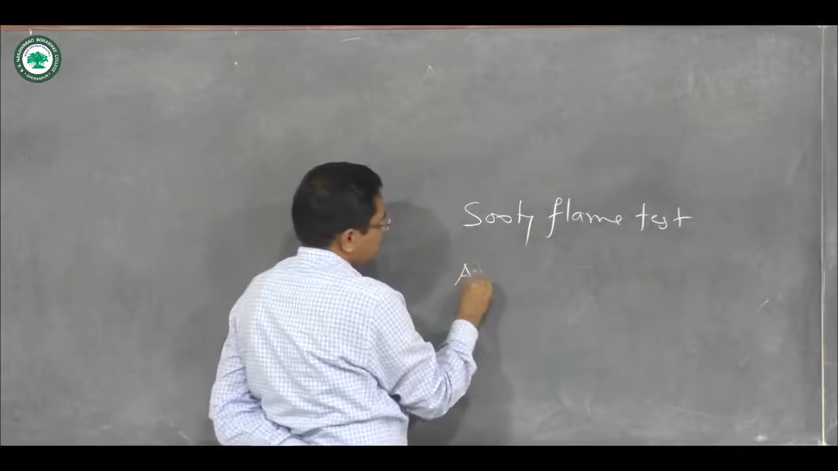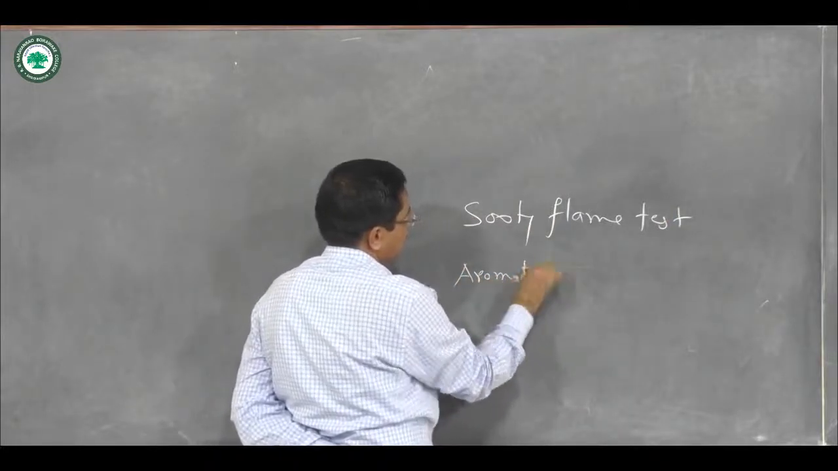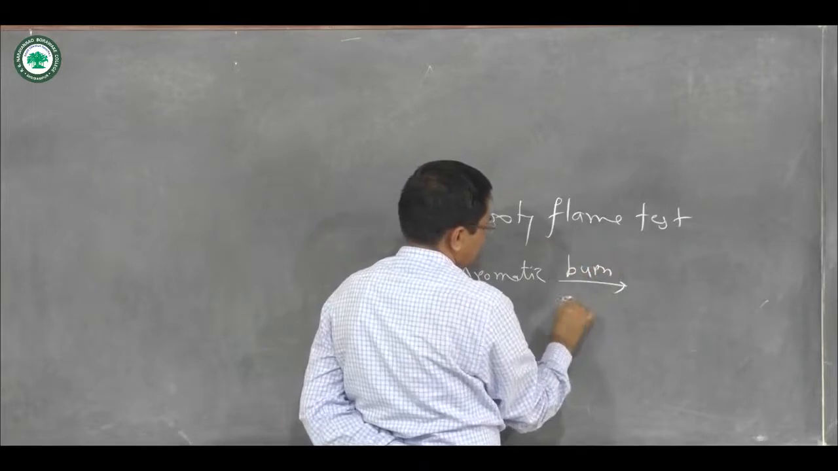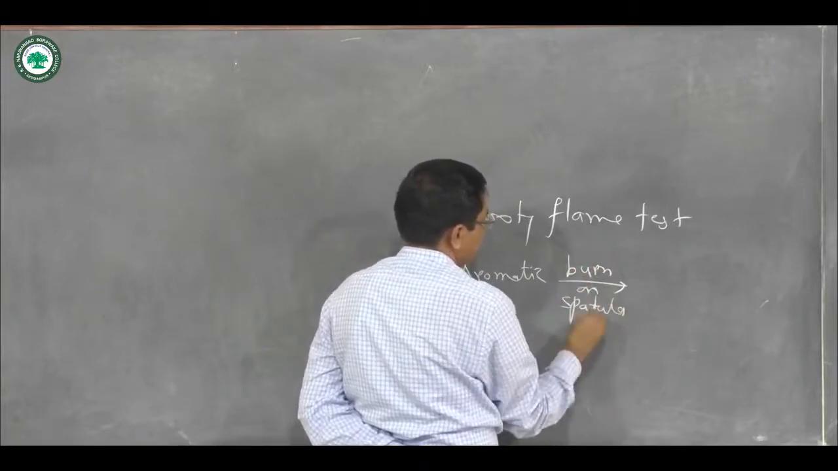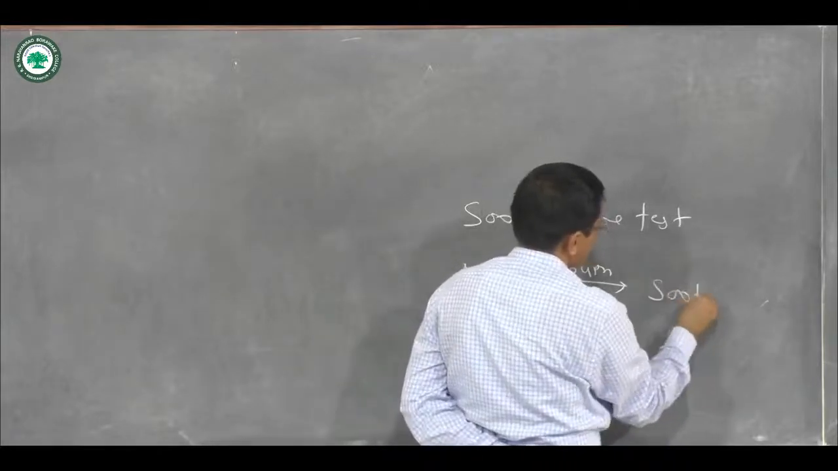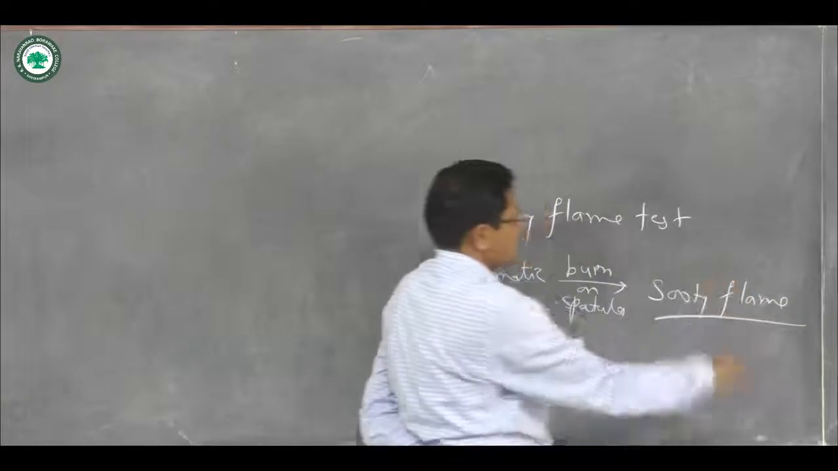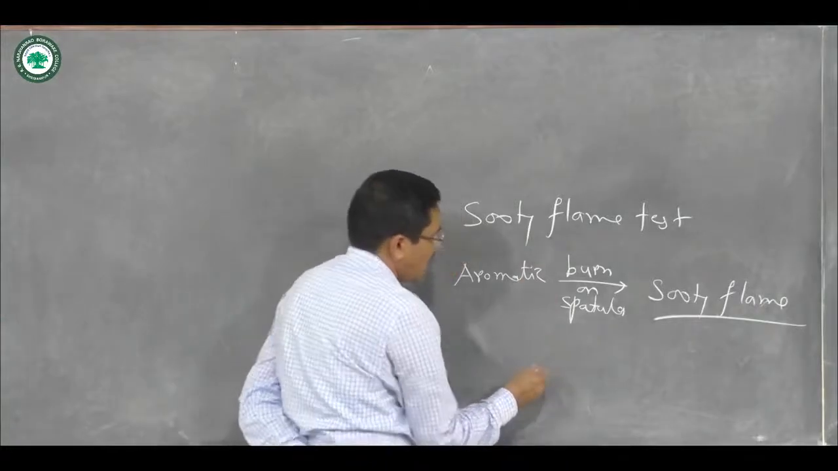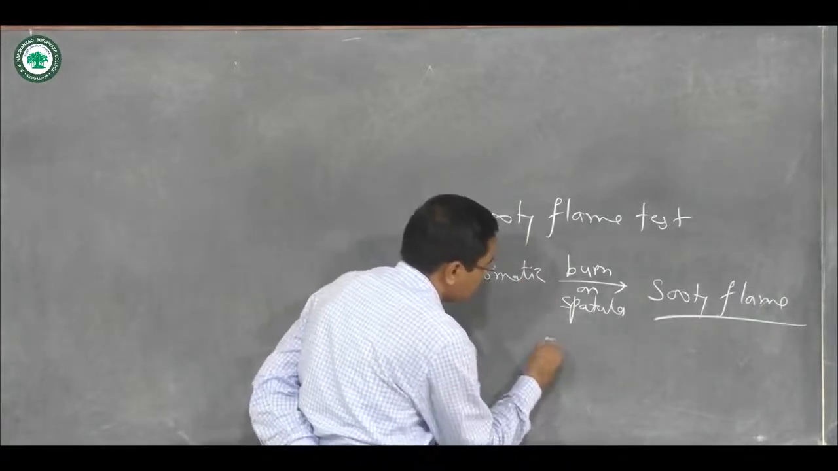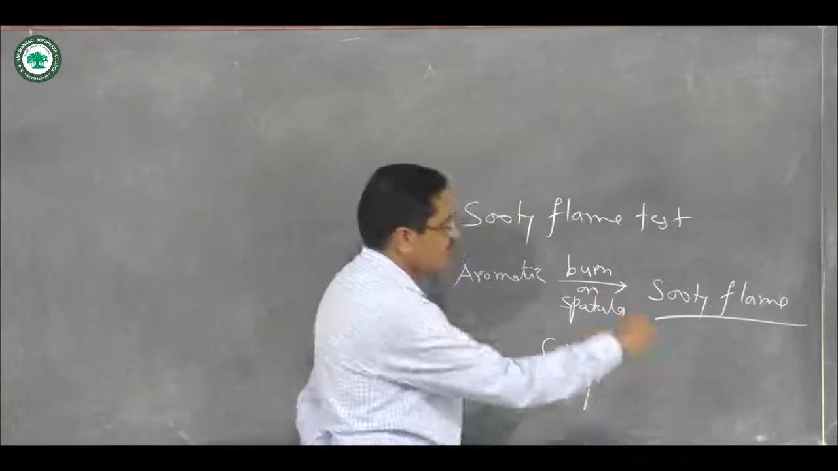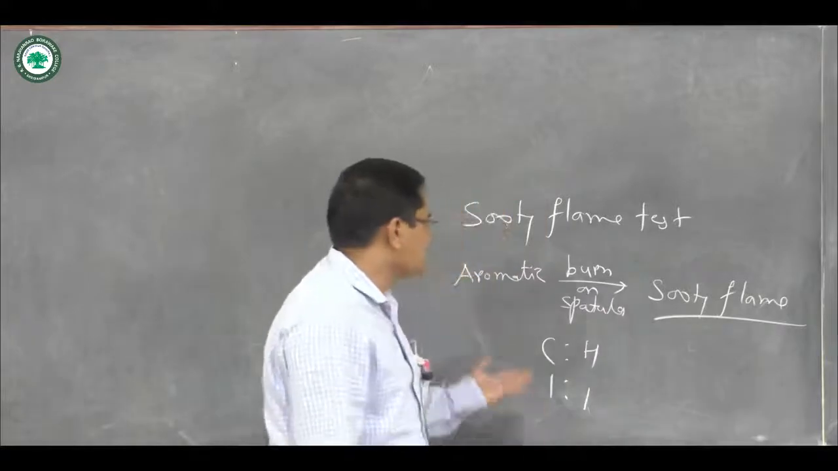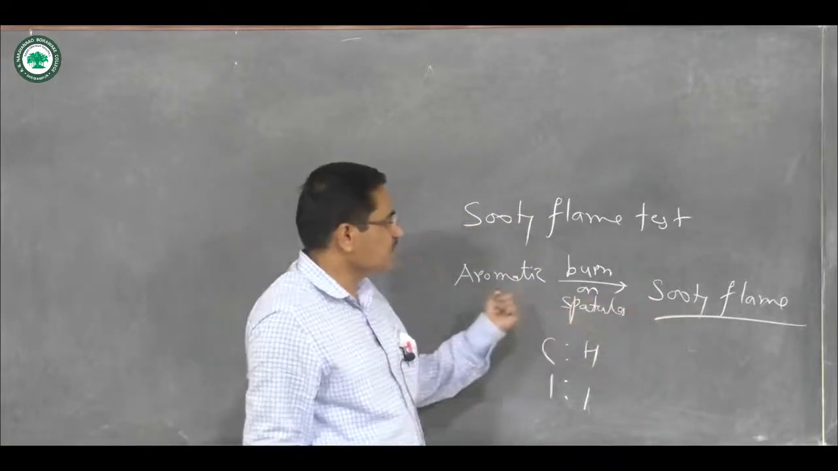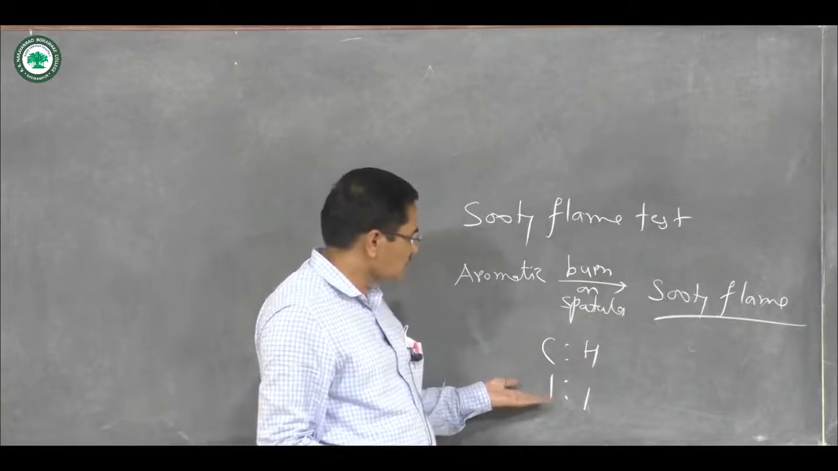Suppose an aromatic compound burns on a spatula, it gives a sooty flame, and this compound gives a sooty flame due to the high ratio, 1:1 ratio, of carbon and hydrogen as compared to aliphatic compounds. And an aliphatic compound does not show the sooty flame after burning because the ratio is not 1:1.